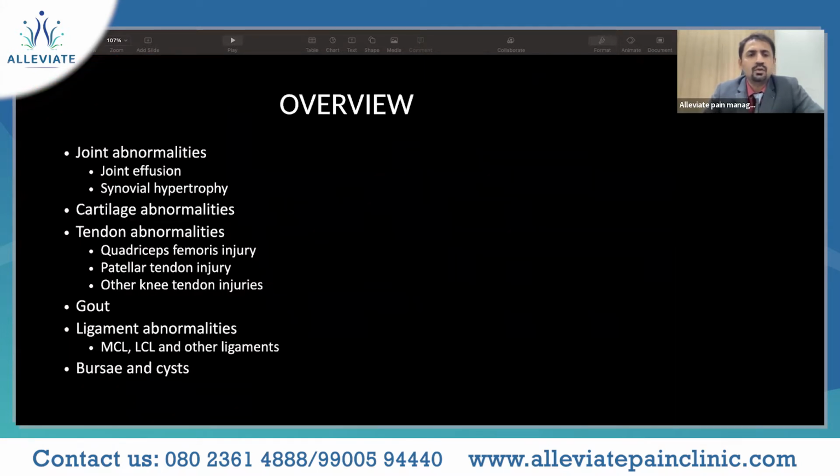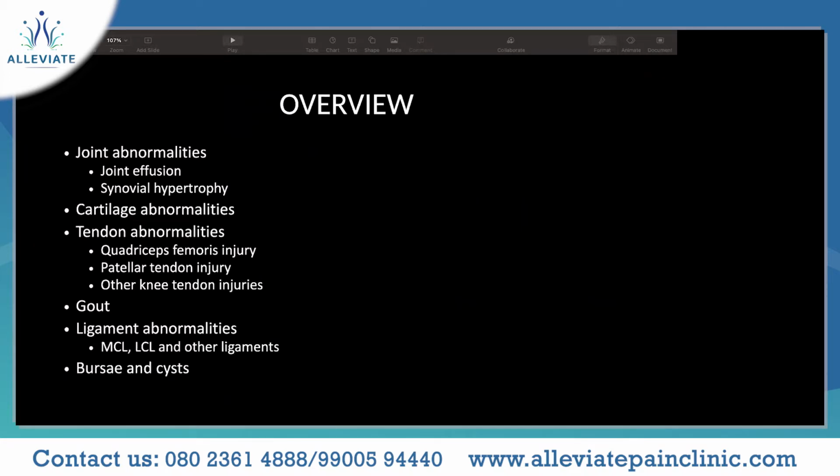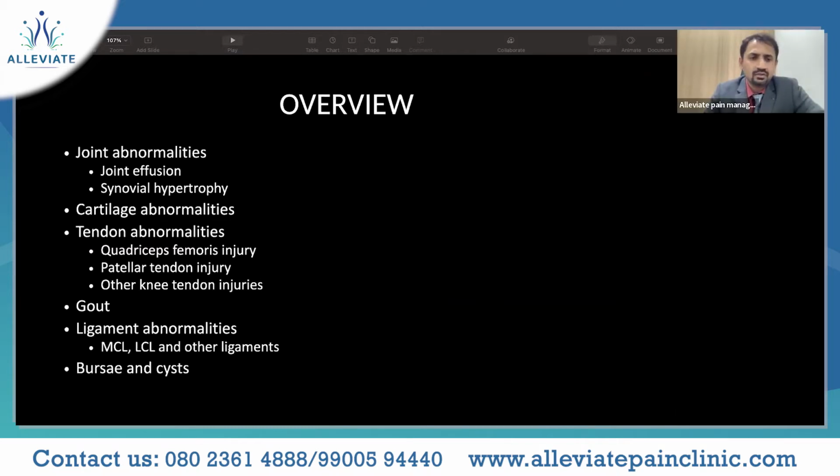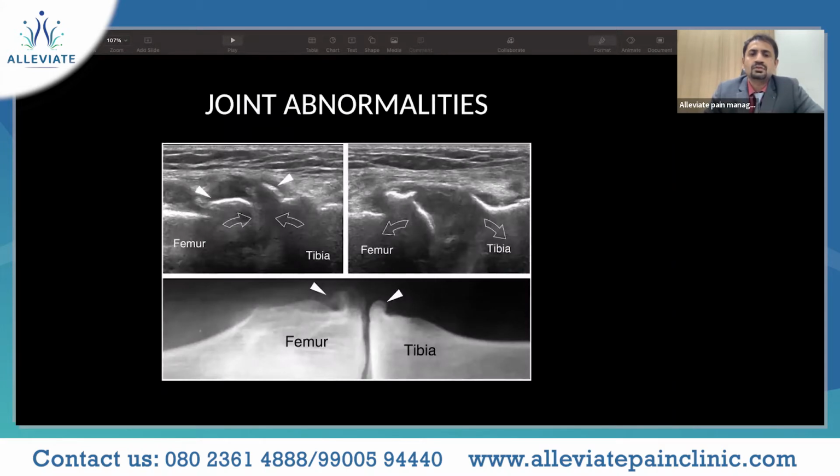This will be the overview of what we'll be discussing today: joint abnormalities, cartilage abnormalities, tendon abnormalities, crystalline arthropathies like gout, ligament abnormalities like MCL, LCL, and other ligaments, bursa and cyst. In joint abnormality, the common thing presented is degenerative arthritis or osteoarthritis.